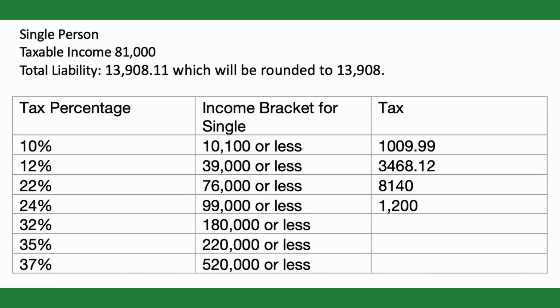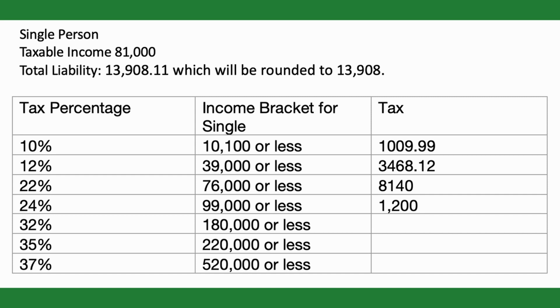All right, when we take into account that the taxable income of a single filer is $81,000, in this case, they fall in the 24% tax bracket because $81,000 is below the threshold of $99,000, which is that 24% bracket. It is, however, greater than $76,000, so that means they are not in the 22% bracket, they're actually in the 24% bracket.